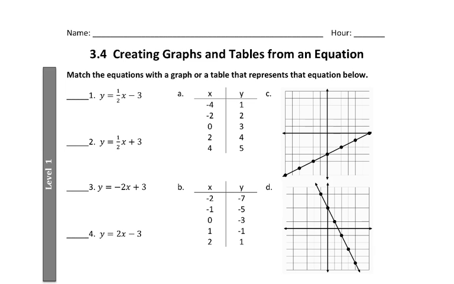We're gonna do homework assignment 3.4 now, where we're gonna kind of go backwards from the last assignment. Before, I gave you a table and a graph, and you had to create the equation. Today, I'm gonna give you the equation, and you need to create a graph and a table.